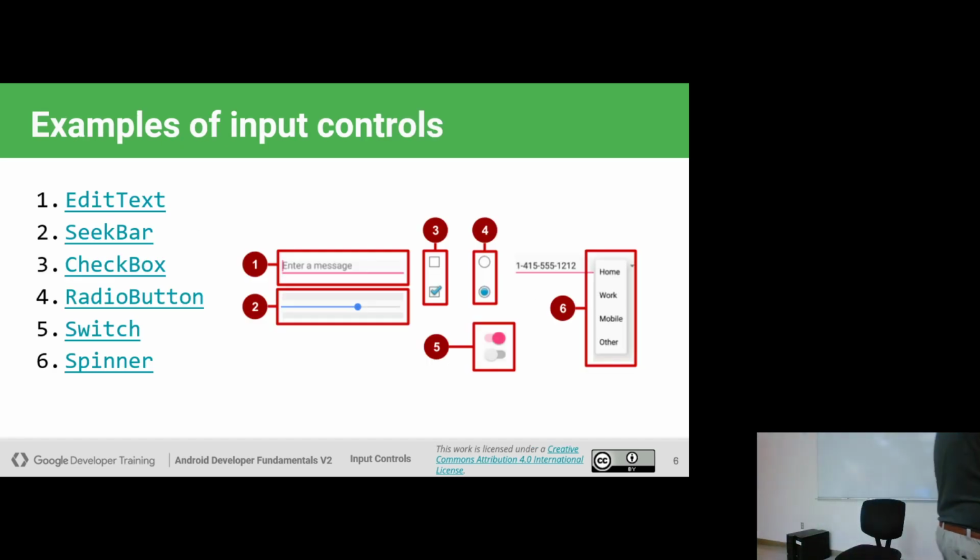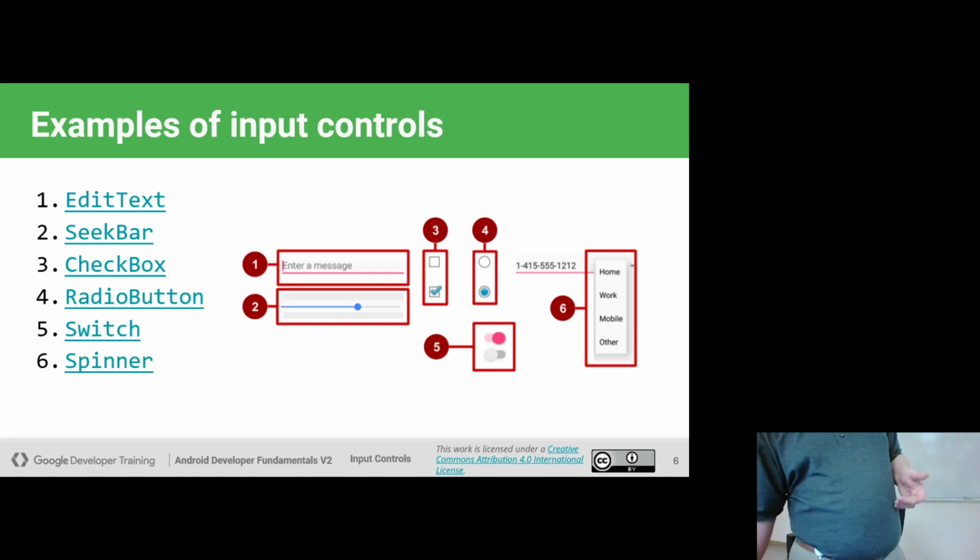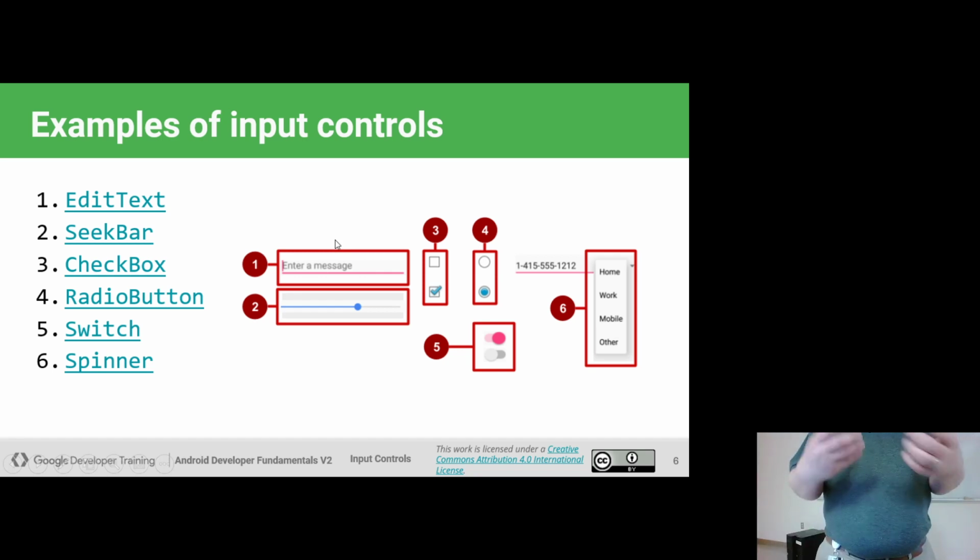So, kind of looking at what those controls look like. What do they look like graphically? So we have, first of all, the edit text, which conventionally has an underline there for text to indicate that there's text entry. You can also see there's some grayed out text, right? So we call that the hint.